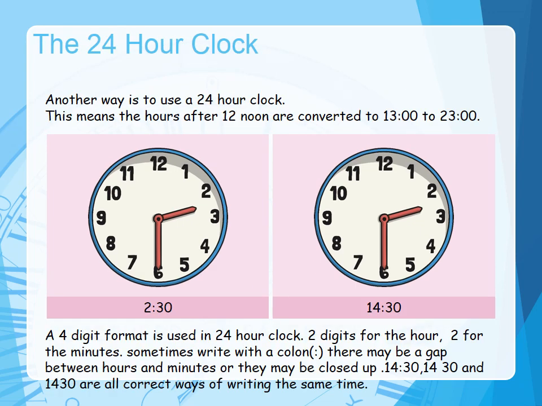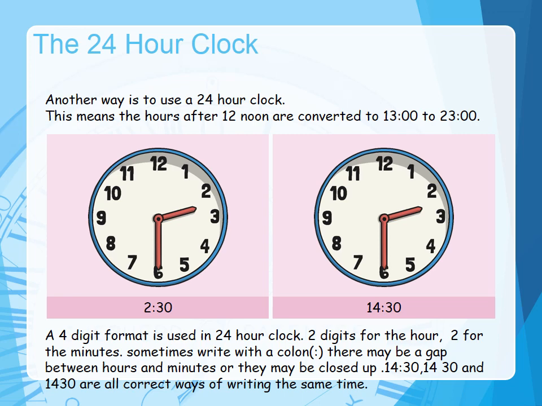Another way is to use a 24-hour clock. This means the hours after 12 noon are converted to 13 to 23. Look at the clocks again. The first one is 2:30 before noon. The second one is 14:30 afternoon.